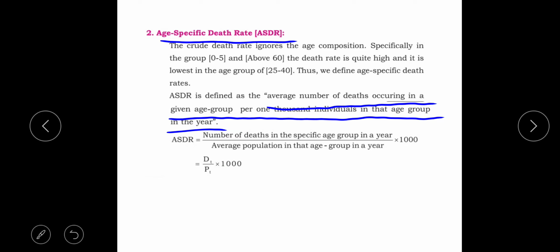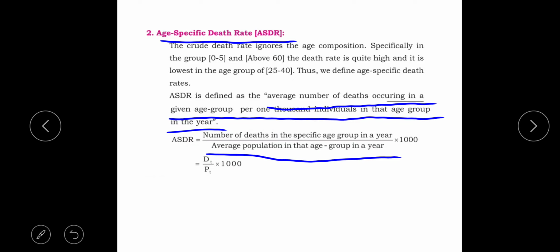So for example, age group 0 to 20 years is given, and deaths for that age group are given. Then we take the average of those deaths of the 0 to 20 age group divided by the total population of the 0 to 20 age group into 1000. So by that definition, the formula is number of deaths in the specific age group in a year divided by average population in that age group in a year into 1000. So by reading this formula, you can remember the ASFR formula.